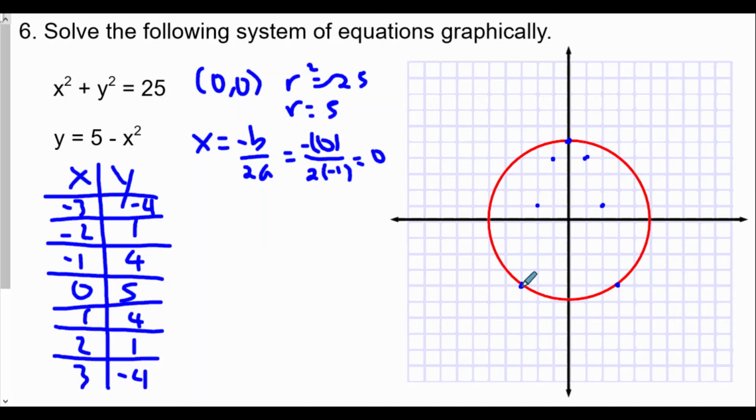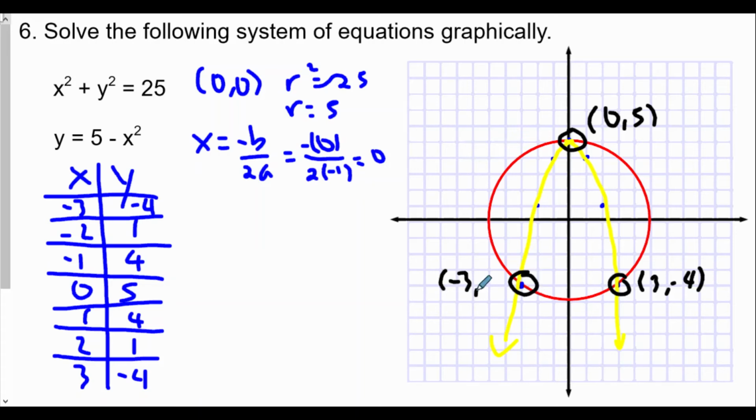And so we see here that if we graph this now, I'll use yellow, we actually have 3 points of intersection. One here, and one here. Our 3 points will be at (0, 5), (3, -4), and (-3, -4). Now, those are our points, our solutions in this case, okay?